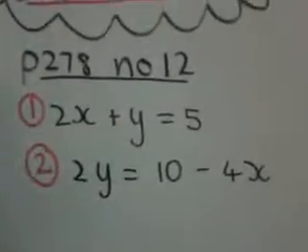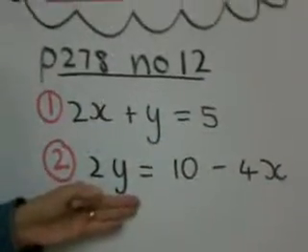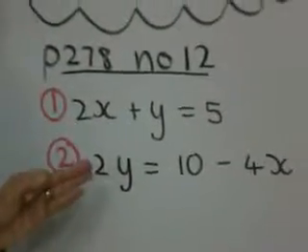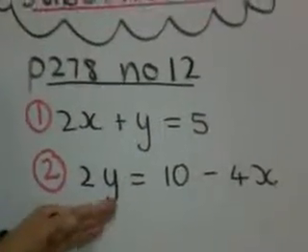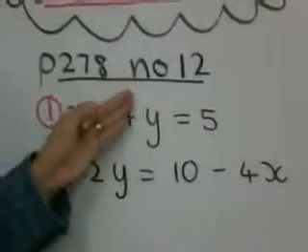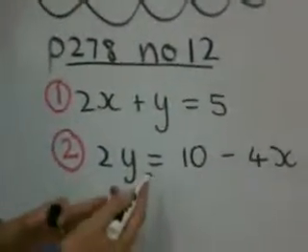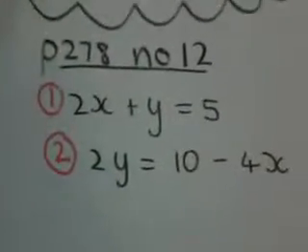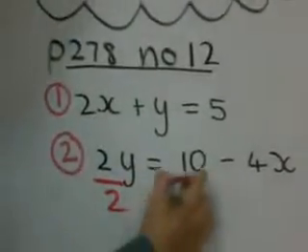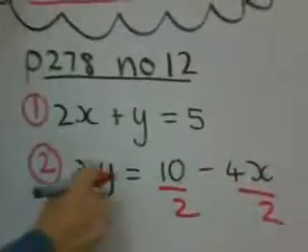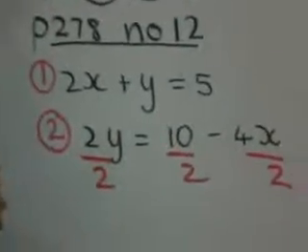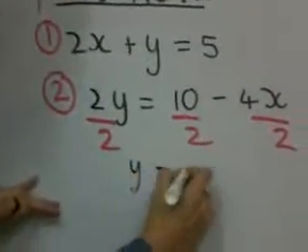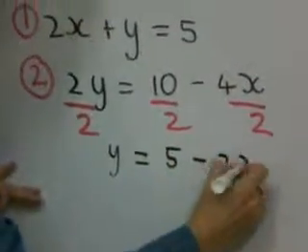So it really doesn't matter which of the two I pick. I can pick either one of the two and change it so that I have y on its own in order to substitute into the other equation. To me it seems like the easiest one would be the second one, where I can now divide by 2 right through in order to get y on its own by itself. So here we go, we have y is equal to 5 minus 2x.